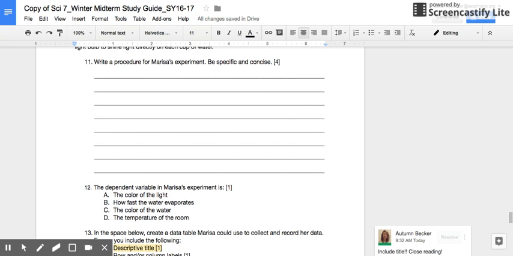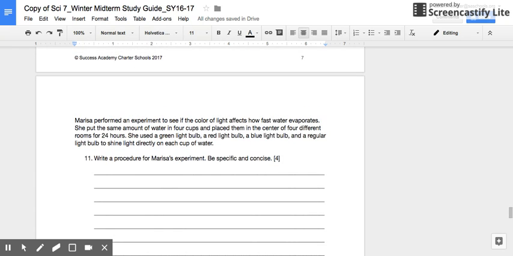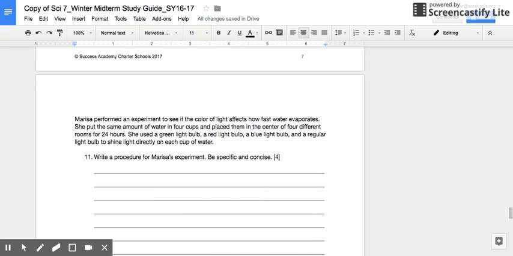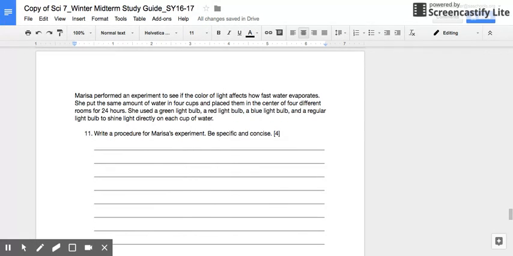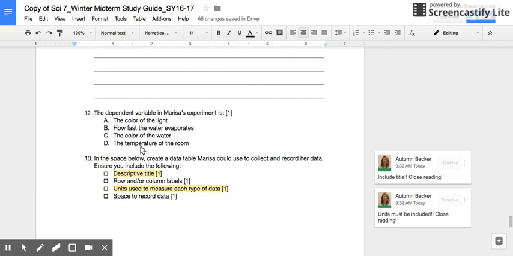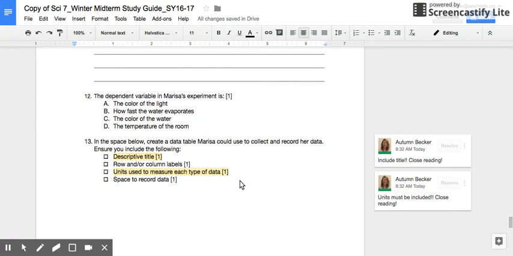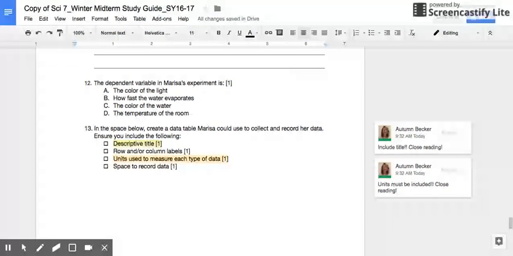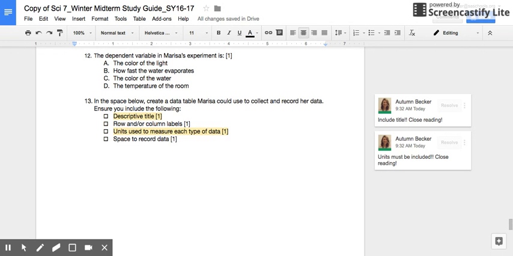You were looking at here time, and many of you did not include a unit for time. I need to know, are you measuring the evaporation rate every minute, every second, every hour, every 5 hours? I needed a unit, and many of you did not include a unit in your data tables. So again, if I see this on your midterms, you'll stay for Effort Academy because that's a close reading issue, that's an effort issue.